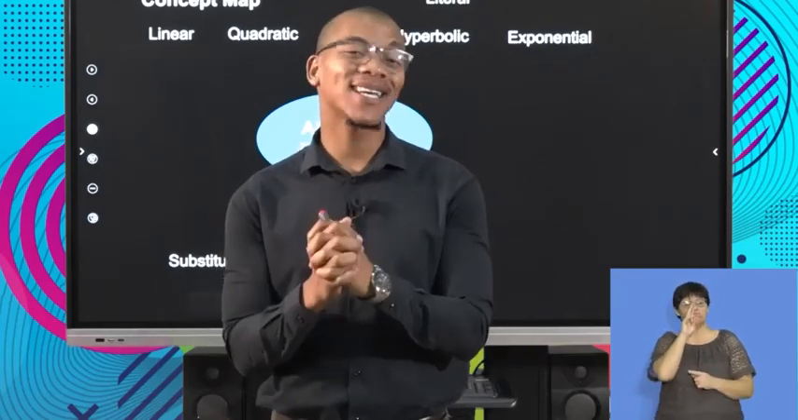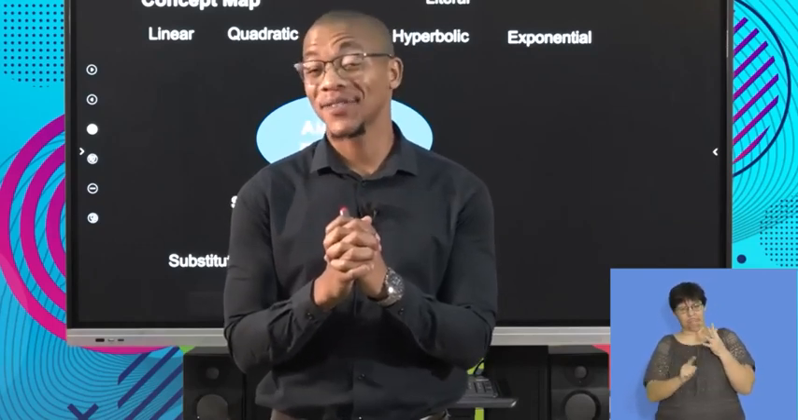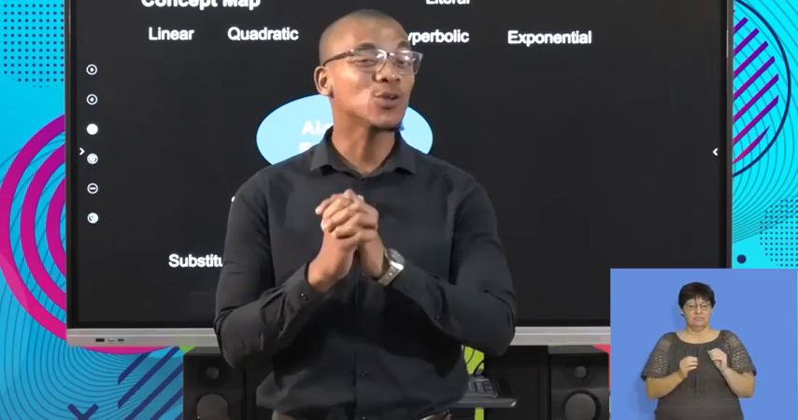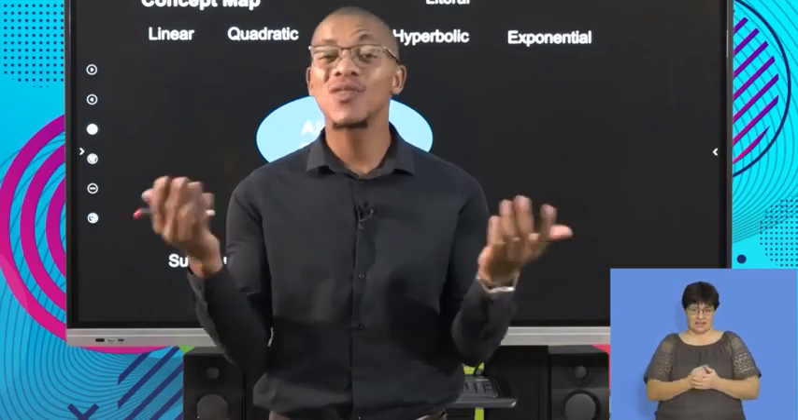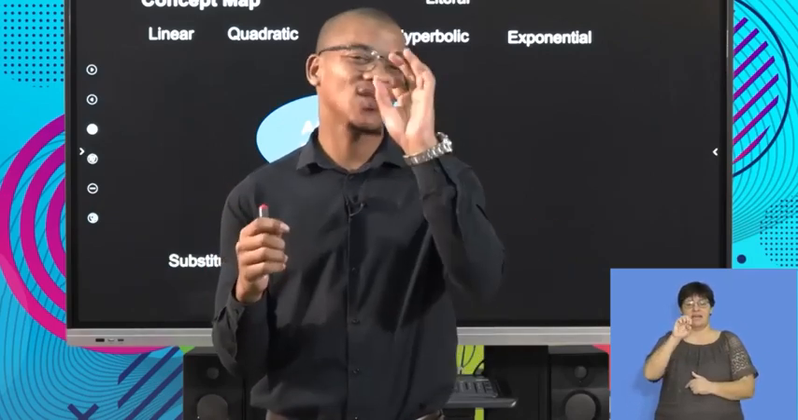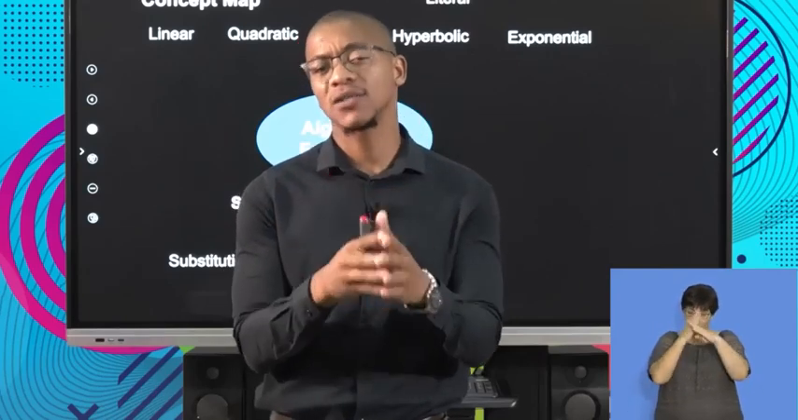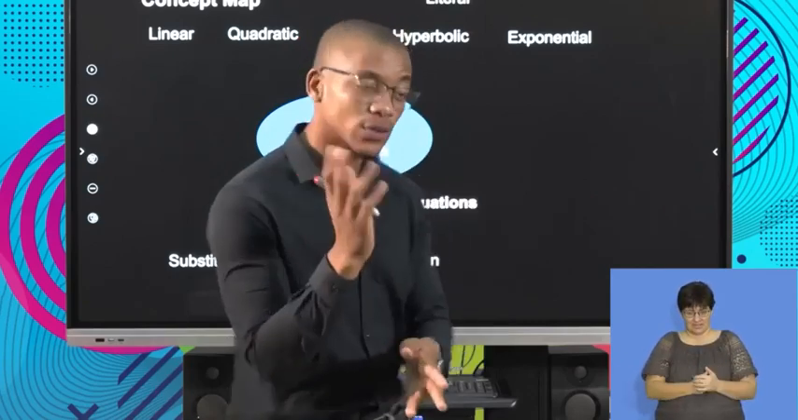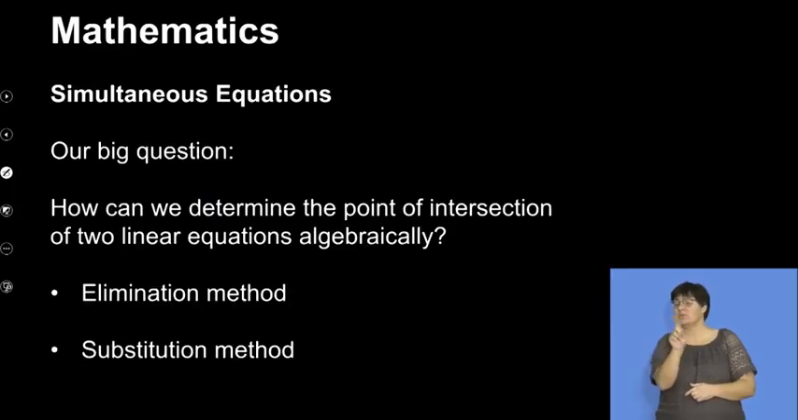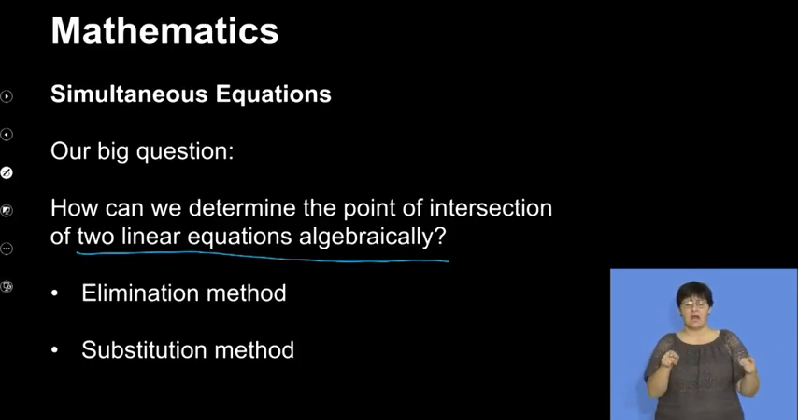So we've been looking at a whole lot of things, right? But for now, the main thing that we actually looked at is drawing two graphs that satisfy two equations, right? Two linear equations. And we said there's only going to be one point that satisfies those two equations. But remember our big question, which I'm just going to show you now. So our big question is, how can we then determine the point of intersection of two linear equations algebraically?